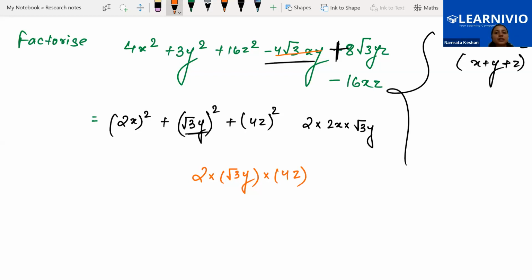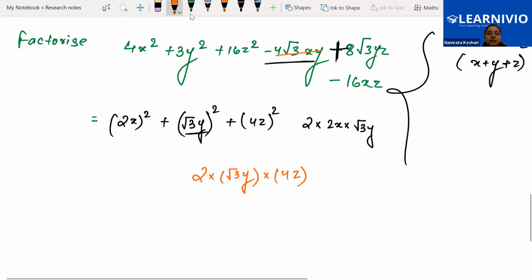Okay. Now sign, here the sign is positive. So two possibilities are there. Either both terms are negative or both are positive. Okay, either both are negative or both are positive. These two are the possible cases.